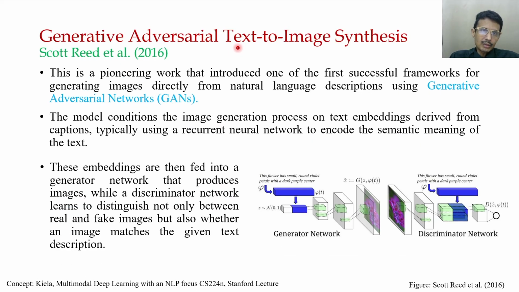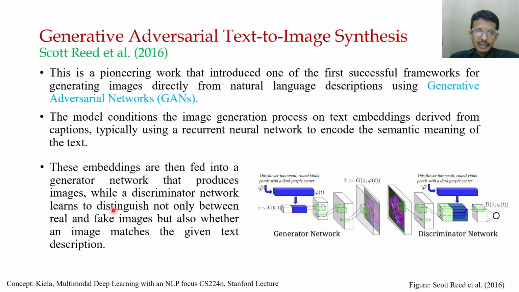Our next concept is generative adversarial text to image synthesis, by Scott Reed et al. in 2016. This is another pioneering work that introduced one of the first successful frameworks for generating images directly from natural language descriptions, using a generative adversarial network. The model conditions the image generation process on text embeddings derived from the captions, typically using a recurrent neural network to encode the semantic meaning of the text. So, they put a recurrent neural network here to understand the semantic meaning of the text. These embeddings are then fed into a generator network.